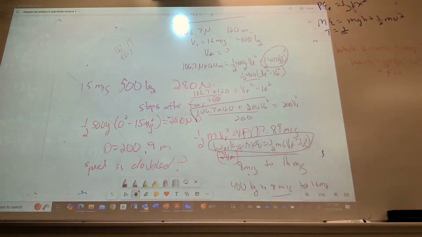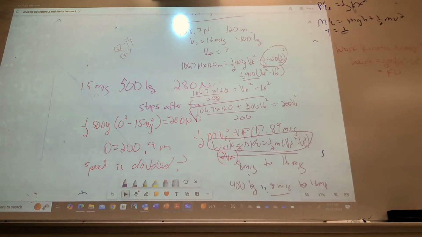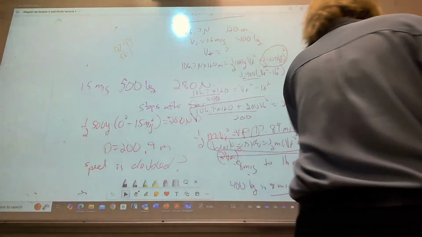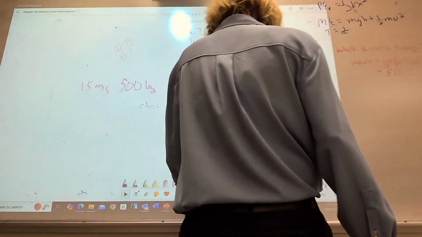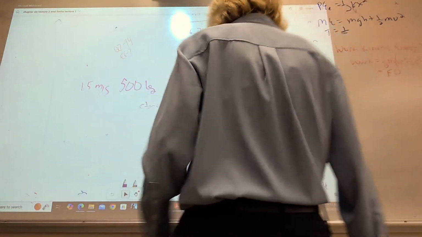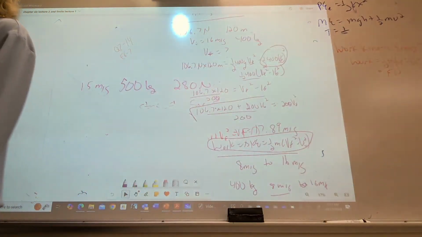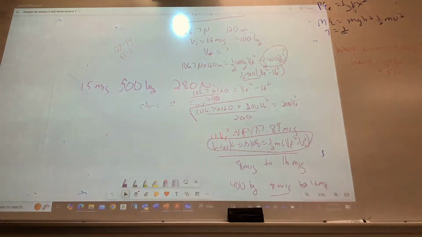So let's say a vehicle is going 8 meters per second, and it increases to 16 meters per second. It's a 400 kilogram vehicle. Tell me the work done. What is the work done for that vehicle?